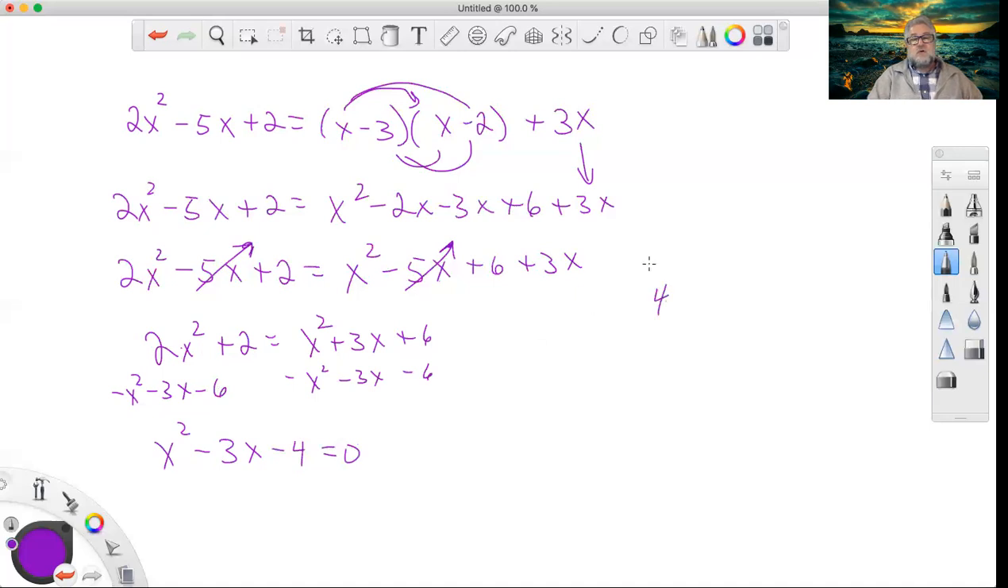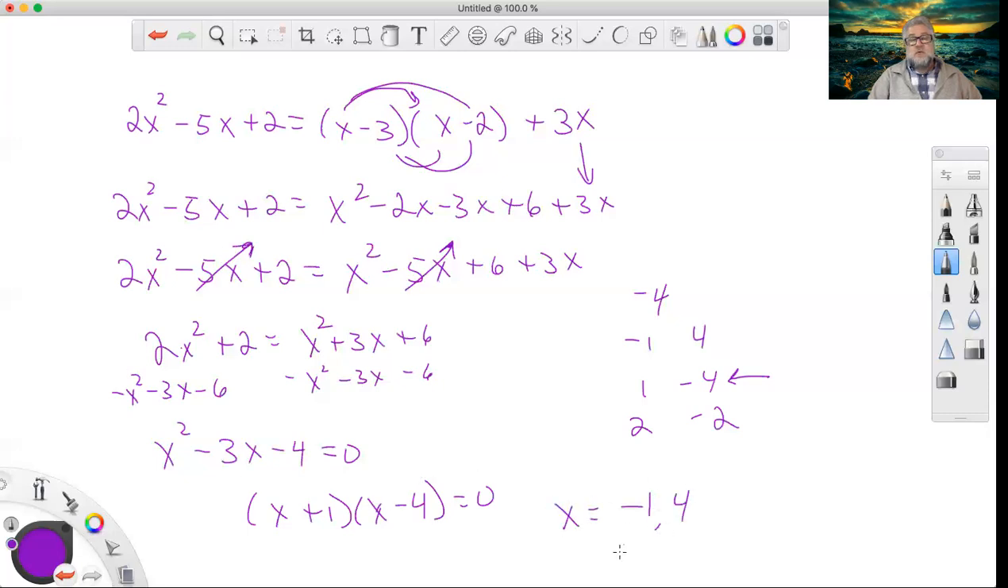Okay, so for 4, we can do minus 4, we can do minus 1 and 4, 1 and minus 4, or 2 and negative 2. And we need them to add up to minus 3. So I think this one is going to do it. So this will be (x plus 1)(x minus 4) equals 0. So x equals minus 1 and 4. That was fun.